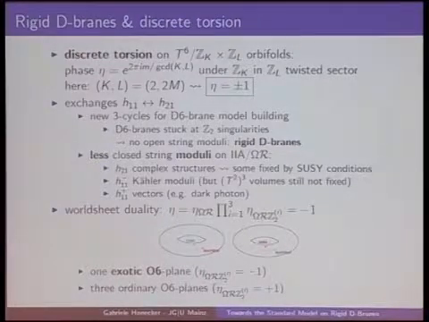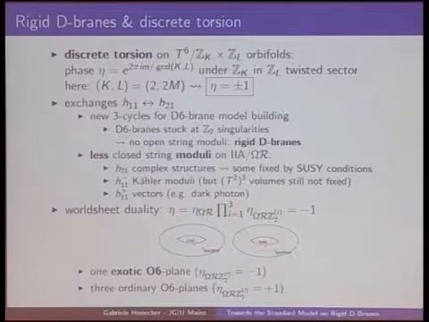So if you switch on discrete torsion, it means we need an odd number of exotic orientifold planes, and the only way to obtain models which have supersymmetric D-branes is if it's just one exotic orientifold plane.